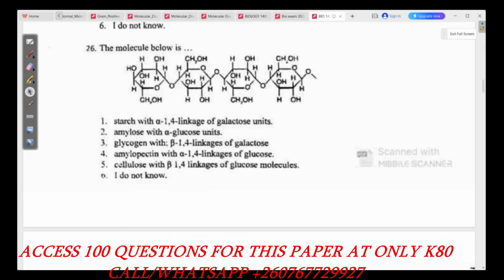26. The molecule below. If you look at this molecule, it is a polysaccharide because it's a carbohydrate. So it's a polysaccharide, but what type of polysaccharide is it? We have to check the monomers which are involved in here.